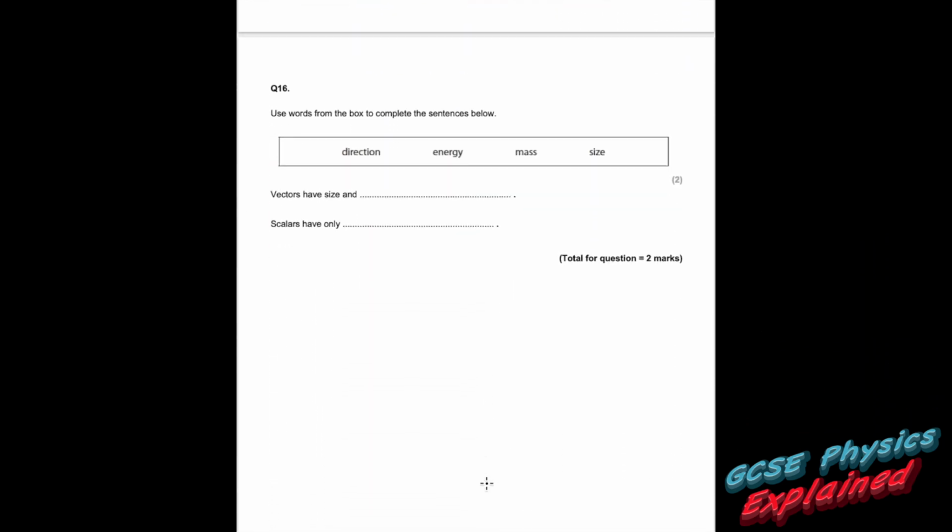And finally, question 16. Use words from the box to complete the sentences below. Vectors have size and direction. Scalars have only size.